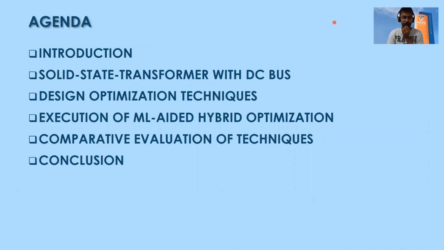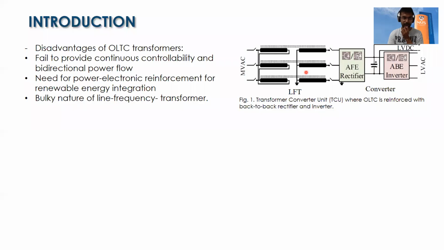After a brief introduction, I'll talk about the solid-state transformer with DC bus and the scope of optimization there, the design optimization techniques possible for such solid-state transformer design optimization, execution of an ML-aided hybrid optimization technique, the comparative evaluation of the various possible techniques, followed by a brief conclusion.